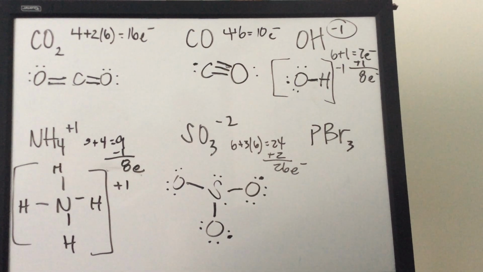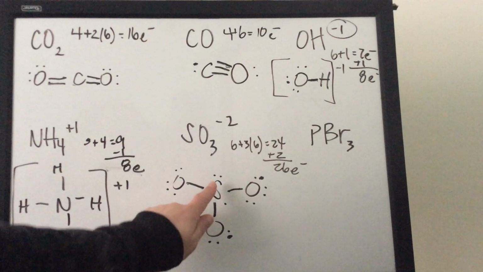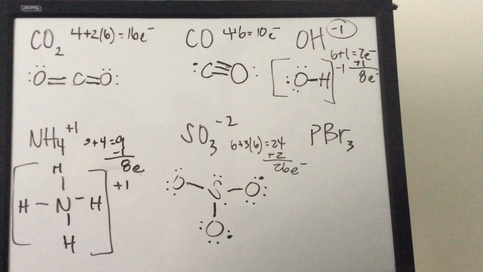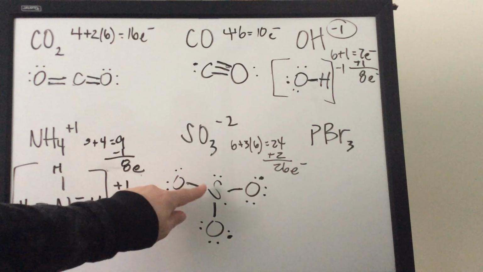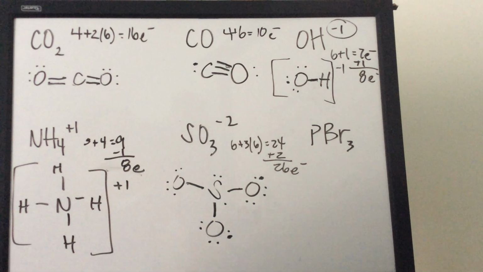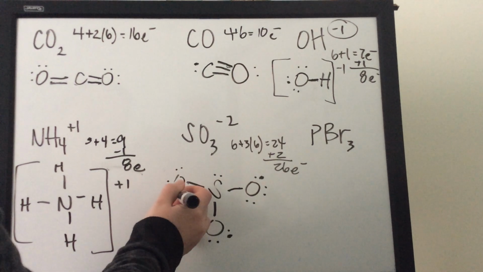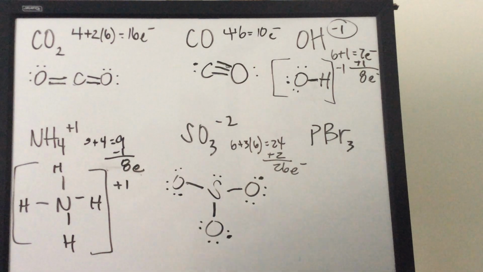And now, this one's good, this one's good. Sulfur's got 1, 2, 3, 4, 5, 6, 7, 8, 9. It's got 1 extra. And this oxygen has 1, 2, 3, 4, 5, 6, 7. So sulfur's got 1 too many. Oxygen needs 1. This is one of those times where you can pick it up and put it on the oxygen. And if we check very closely, everybody has an octet.